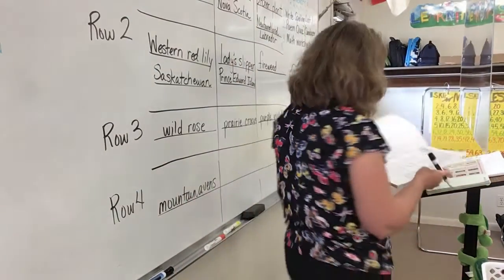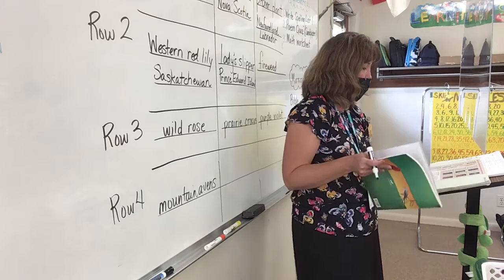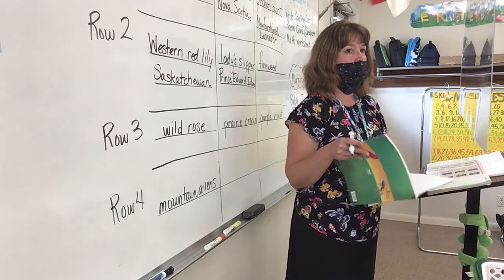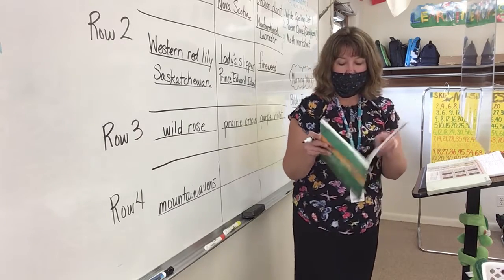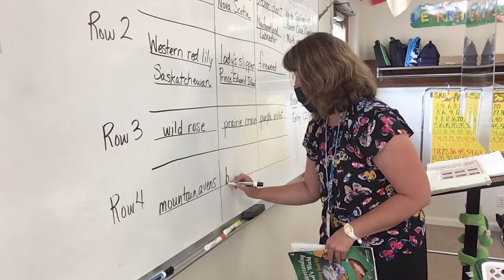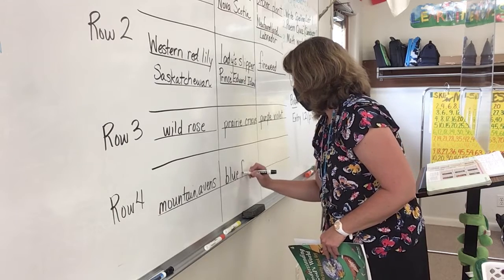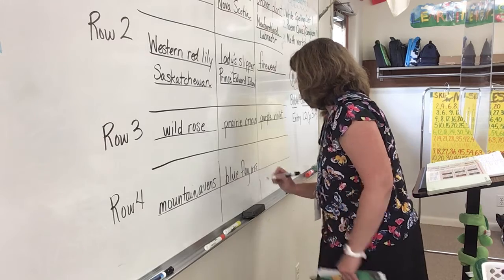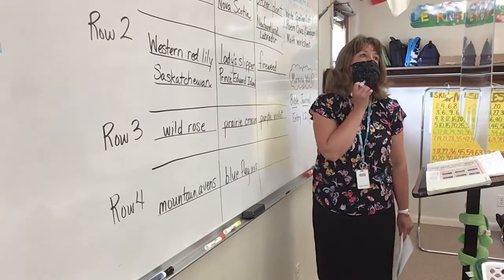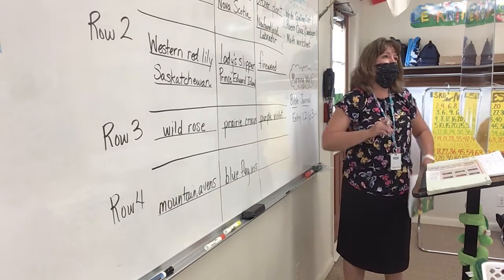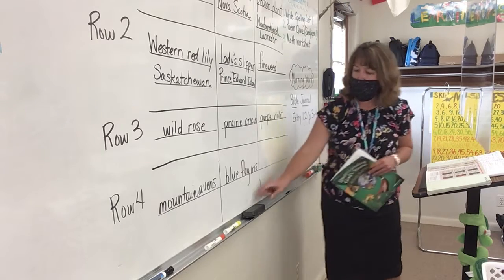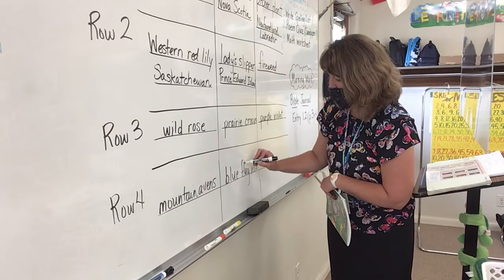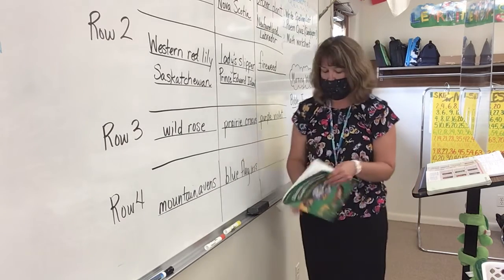And then next to the Mountain Avens is a what? Blue flag. Blue flag iris. So irises can actually come in all kinds of colors. I've seen them in purple, pink, yellow, white, burgundy. I mean, pretty much any color. But this one just happens to be called a blue flag.